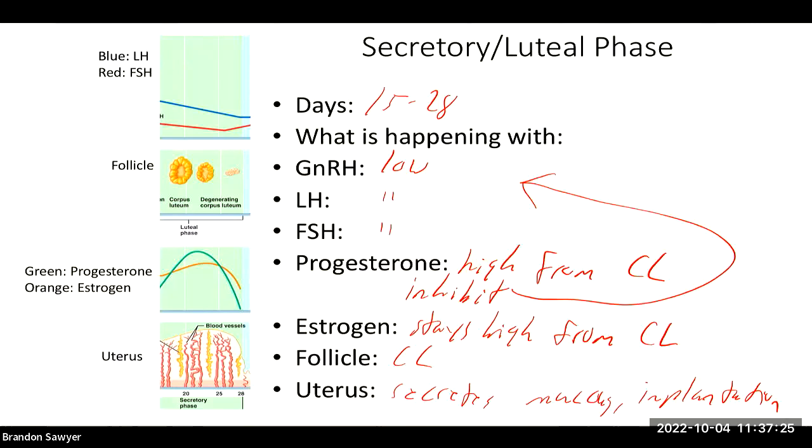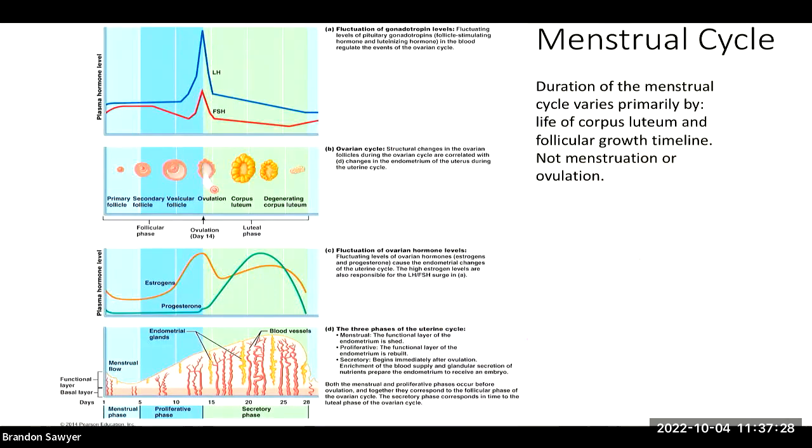Yep. Good questions. Okay, so this just puts that graph all together for you. The key determinants of the duration of the menstrual cycle are really 2 things: the life of the corpus luteum, which is pretty consistent around 2 weeks, but it's not always. And then the other primary determinant is just that follicular growth timeline. Like, how long does it take to get the follicle big enough to produce enough estrogen to stimulate positive feedback and stimulate ovulation, right? Those are the 2 things that really change the timing of the cycle. Menstruation and ovulation aren't really factors as far as the phases go in changing that 28-day cycle to something else.